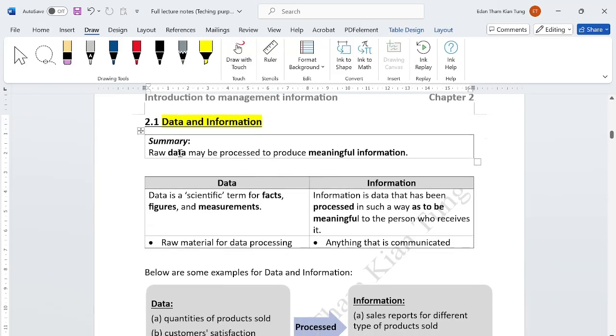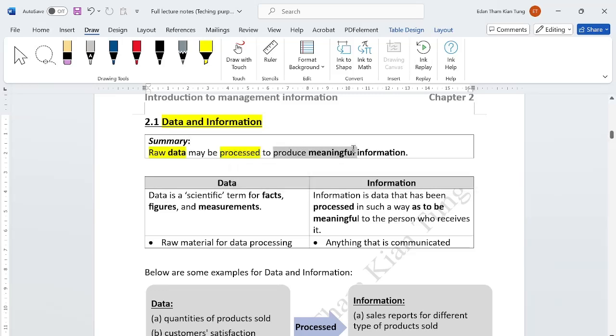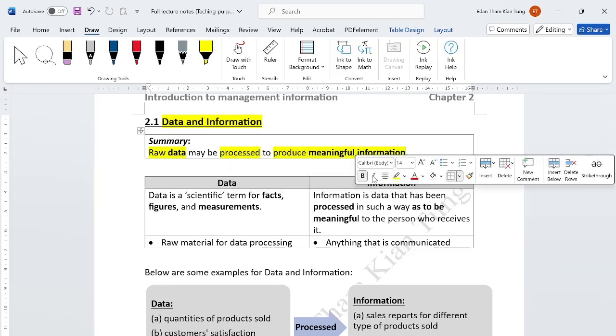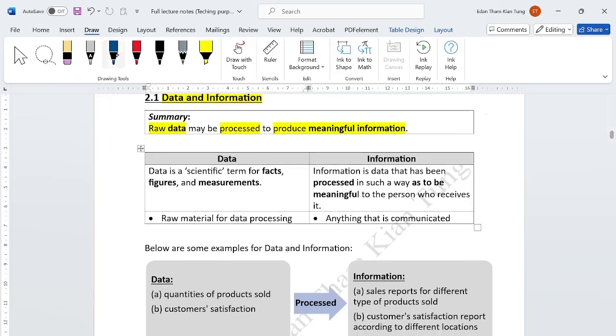So, what is data? Raw data may be processed in order for us to produce meaningful information. All right, this is just a summary. So, look into here, guys. These two you can give a star beside because there is a tendency that your exam might ask you what is the definition for data or what is the definition for information.